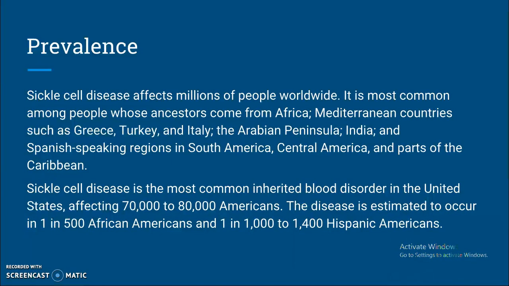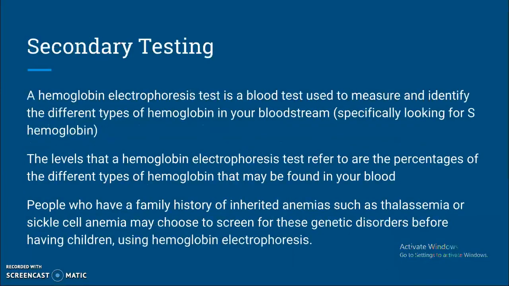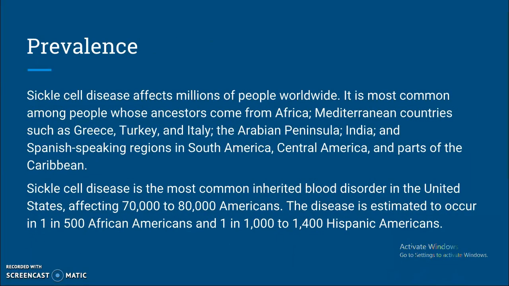And so just general prevalence. Sickle cell disease actually affects probably millions of people around the world. It's most common with people whose ancestors are from Africa, Mediterranean countries such as Greece, Turkey, and Italy, the Arabian Peninsula, India, and Spanish-speaking regions in South America, Central America, and parts of the Caribbean. Sickle cell disease is the most common inherited blood disorder in the United States. It affects about 70,000 to 80,000 Americans. The disease is estimated to occur in 1 in 500 African Americans and 1 in 1,000 to 1,400 Hispanic Americans. And that's sickle cell disease.